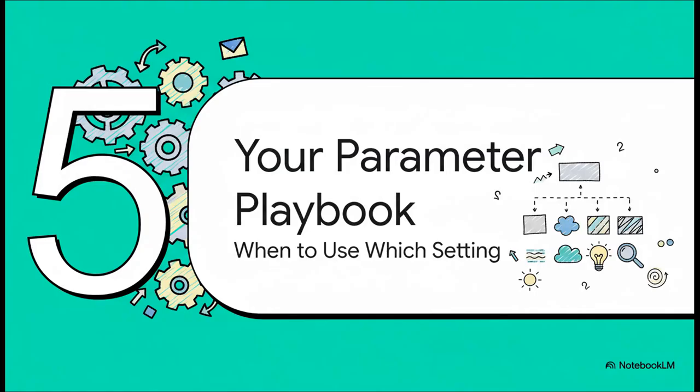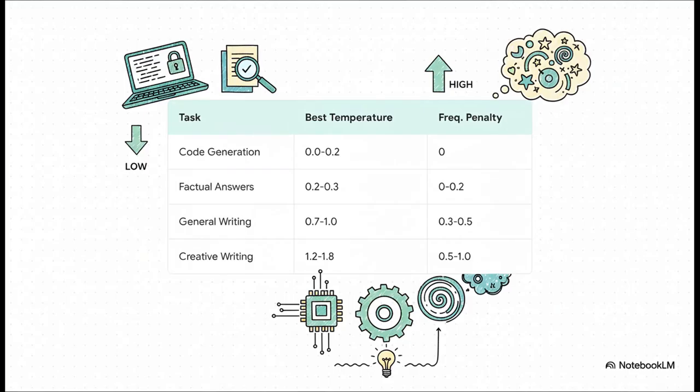So, you've seen the controls, you've seen the dials and the knobs. Now, let's put it all together. We're going to build a simple playbook that you can start using right away to match the right setting to the right task. And here it is, a quick little cheat sheet. If you're generating code, you want 0 randomness, so temperature is super low. But if you're doing some creative writing, you want the opposite. Crank that temperature up to encourage new ideas. It's all about tuning the machine for the specific job you're doing.